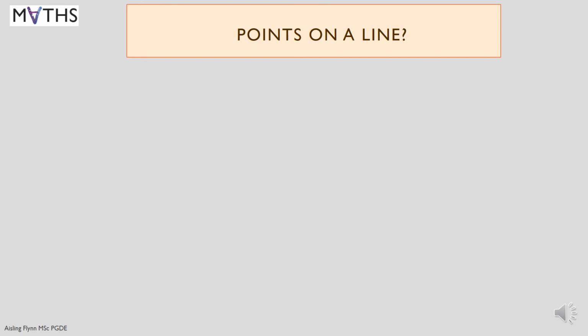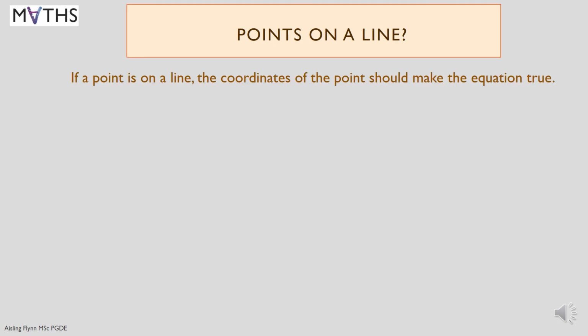Now, another type of question you could be asked is to check, does a point belong to a line? A point belongs to a line or is part of the line if it makes the equation of the line true. If when you put in the values you get left equals right. If it makes it true, the point is on the line. If it doesn't work and it's not true, then the point is not on the line. So if a point is on a line, the coordinates of the point should make the equation true.